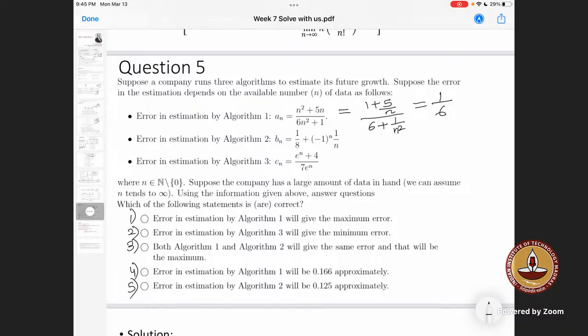What is 1 by 6 approximately? 0.166. Yeah, 0.166. Bn is very straightforward. As n tends to infinity, minus 1 whole power n by n will become 0, right? Yes, sir. Because the denominator part is growing, the overall value will be 1 by 8. 1 by 8 is 0.125.